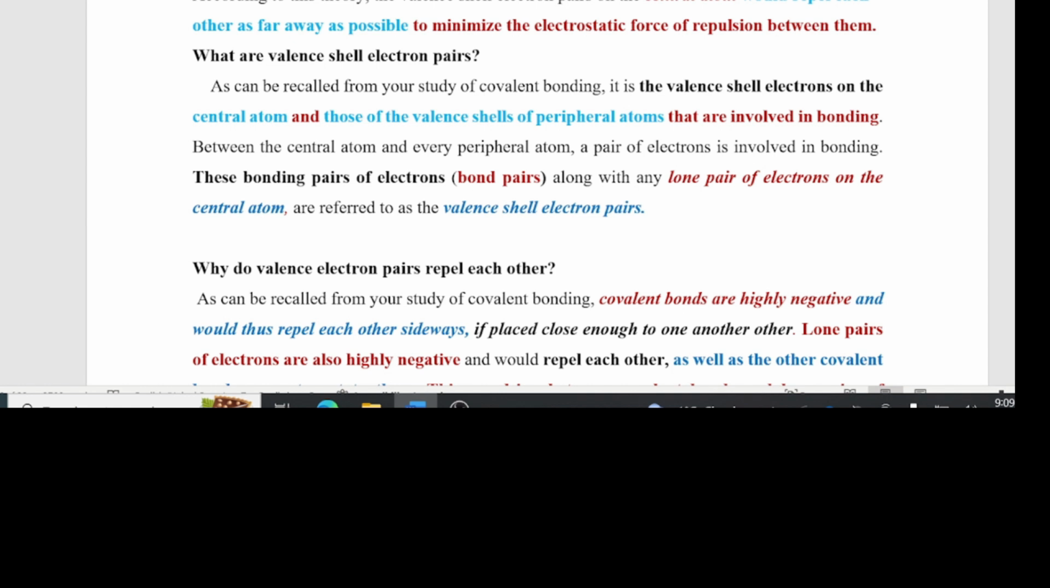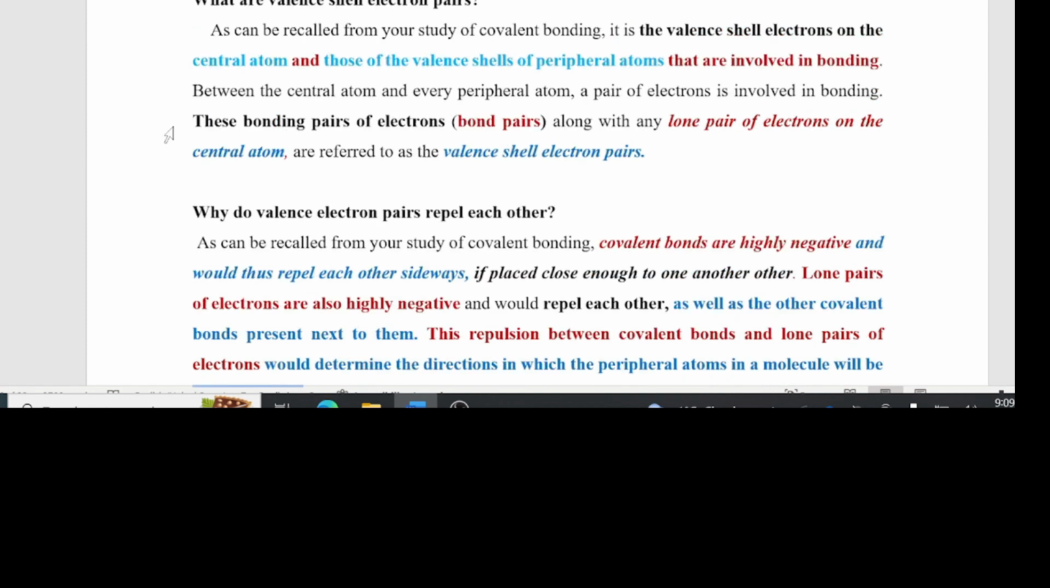So that is what we mean by valence shell electron pairs. Between the central atom and every peripheral atom, a pair of electrons is involved in bonding. We know about that already. These bonding pairs of electrons, bond pairs they call them, along with any lone pair of electrons on the central atom are referred to as the valence shell pairs. So if you recall, NH3 has three bonds there, and there's a lone pair too. So together, all of these are called valence shell pairs. The bonded ones and the lone pair there.